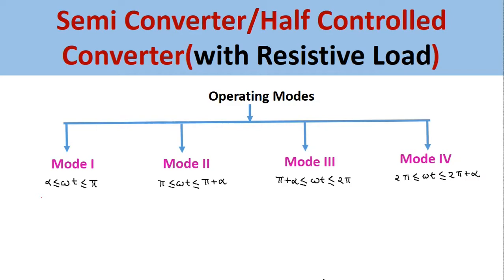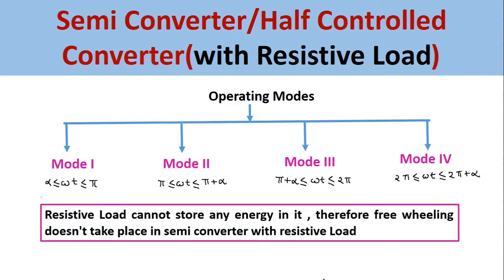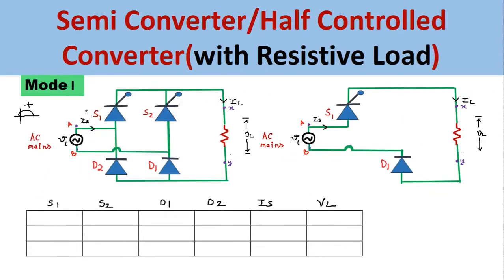In the last class, we have studied the semi-converter with inductive load, and an inductor has the property to store energy, but a resistor cannot store energy in it. So since in this semi-converter circuit we are using resistive load, the freewheeling does not take place in the semi-converter with resistive load, as the resistive load cannot store any energy in it. So first we are going to study mode number 1.